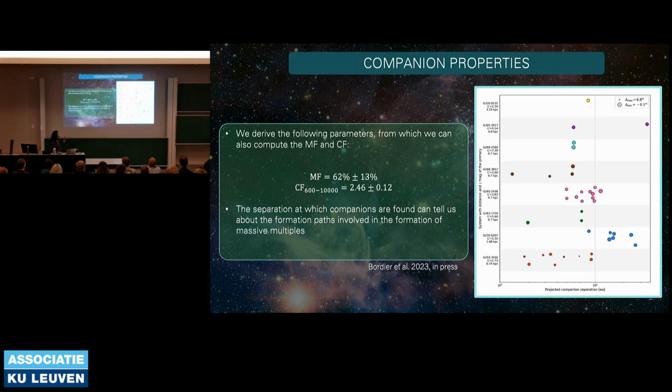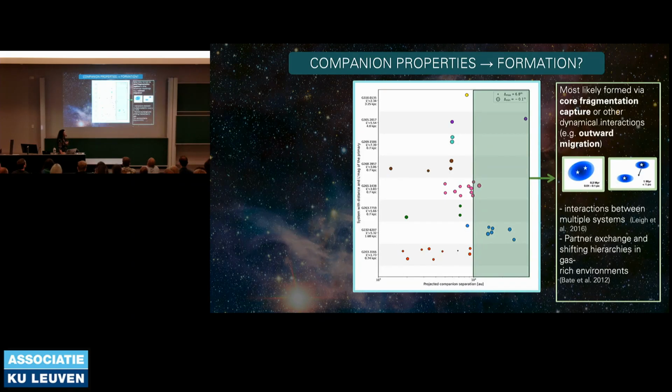So here I plot for each system the distribution of the companions. You see their projected separation, and the size of the dots gives you the magnitude difference with the central star. And this again is very important to try to understand what is the formation history of these companions.